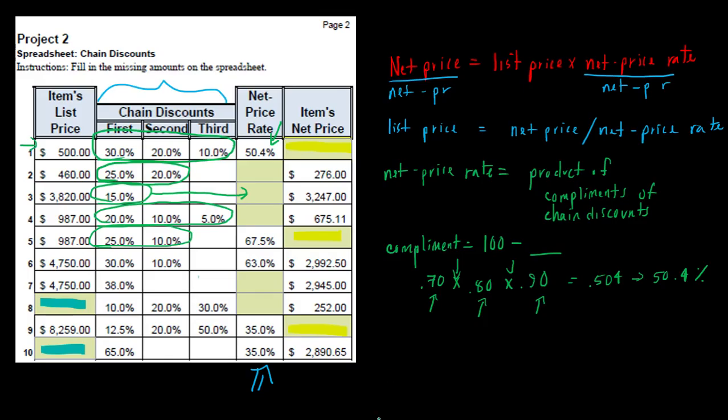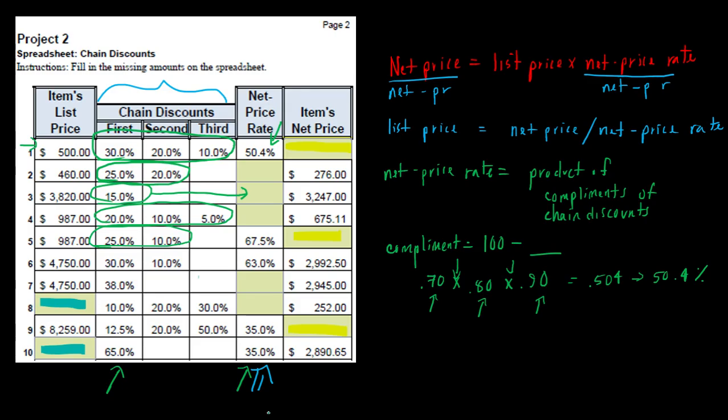So again, anytime you only have 1 chain discount, just take the complement and that will be the net price rate, okay? Because the net price rate is describing what percentage you're paying. Chain discount describes how much you're saving. So for example, if I had a 50% chain discount, it makes sense that I would be paying 50%. 50% is my discount, which leaves 50% left for me to pay. Okay? Same thing on line 10 here. There's a 65% chain discount, which only leaves 35% left for us to pay. If you have more than 1 chain discount, you still take the complements and multiply them together to get your net price rate.